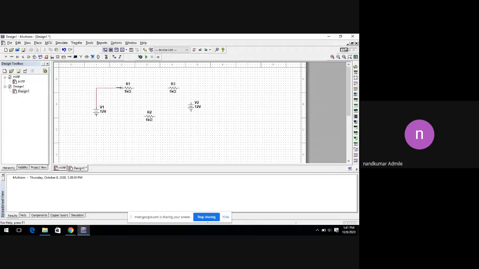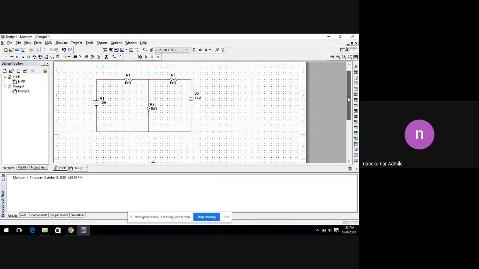Okay, so everyone focus on your screen. In order to connect the two components, we take connecting wires. By using connecting wire, we can interconnect the components. Have you observed the circuit diagram?